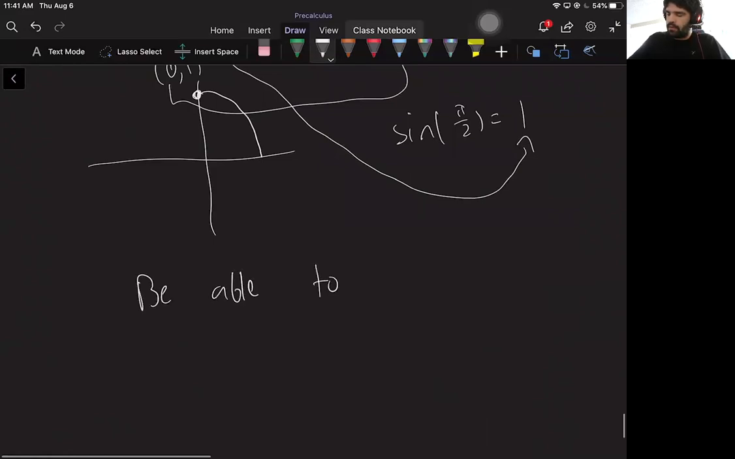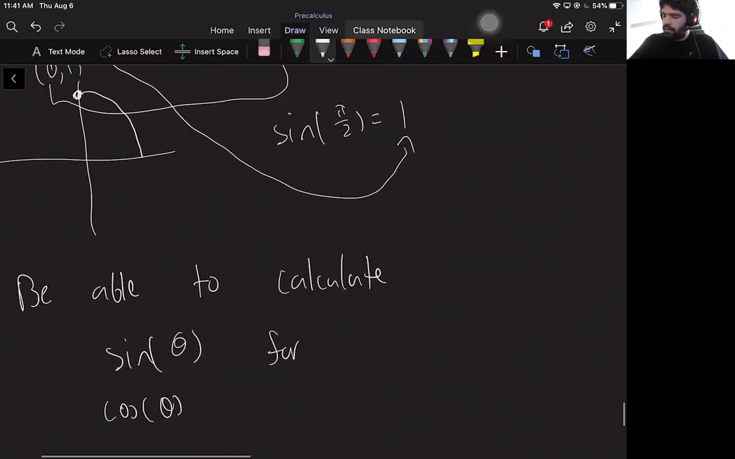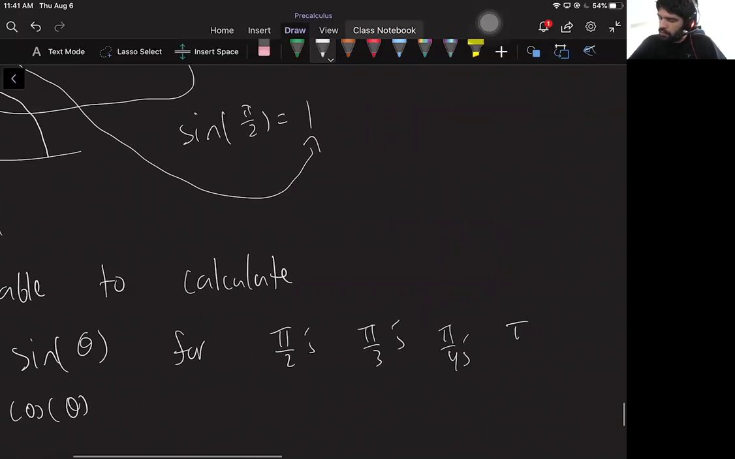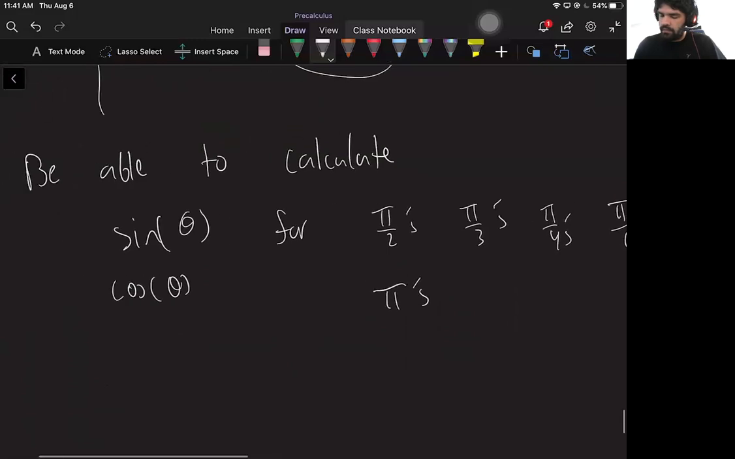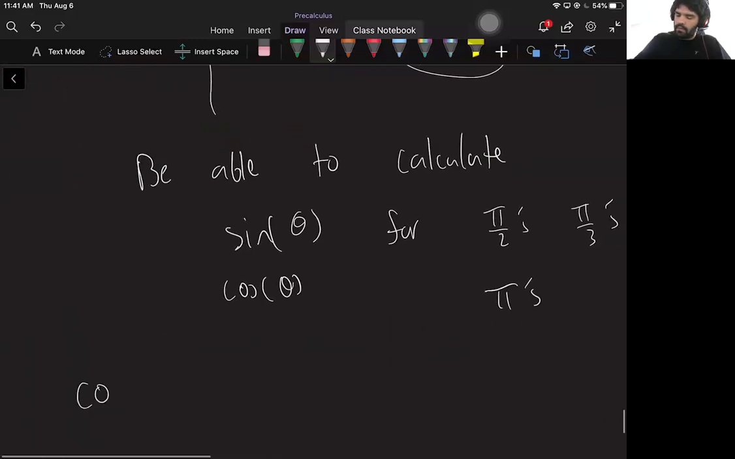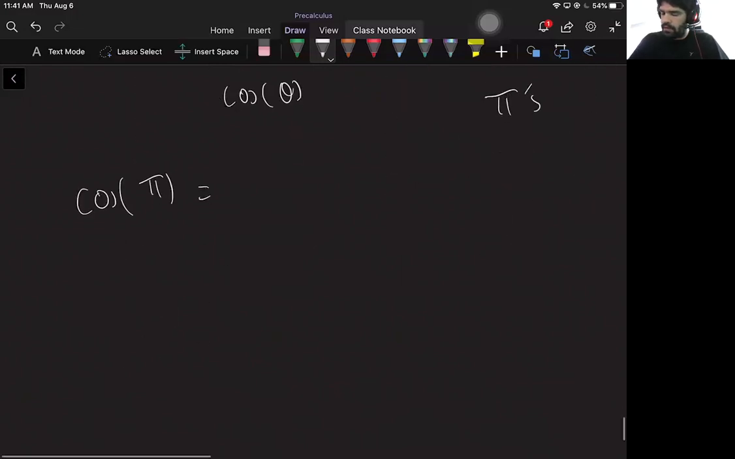So pi over 2, pi over 3, this is what you should be able to do. Be able to calculate sine of an angle, cosine of an angle for pi over 2s, pi over 3s, pi over 4s, pi over 6s, and also just pi's. So what would cosine of pi be? So that's the last one.